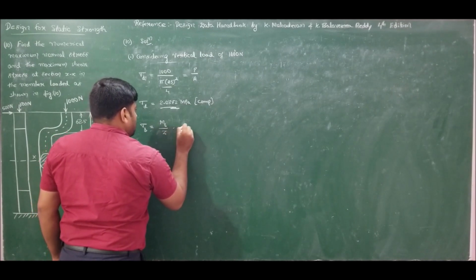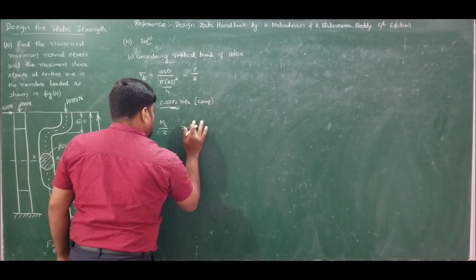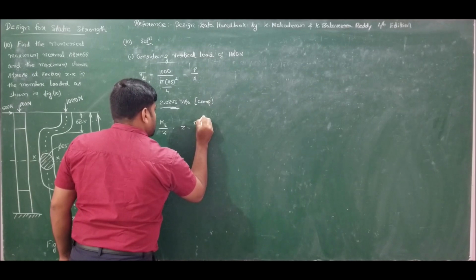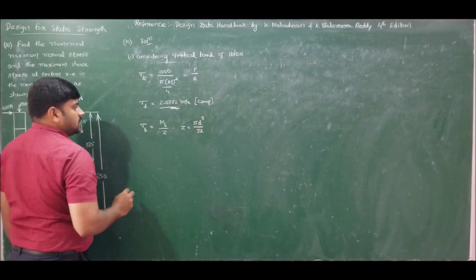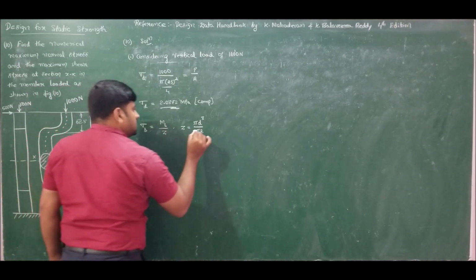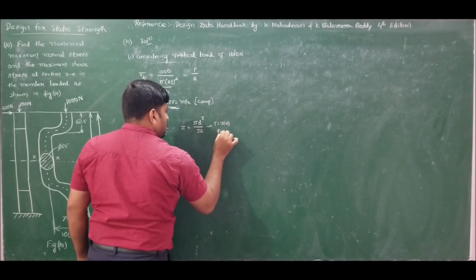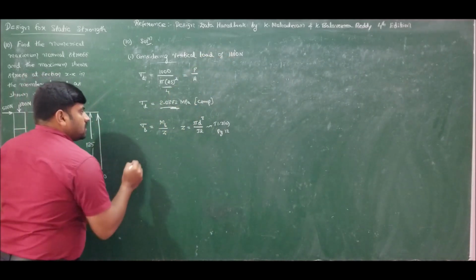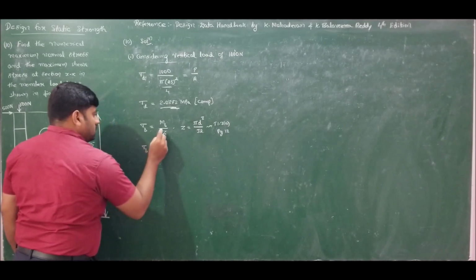where the value of Z is given by pi d cube by 32. So if you have forgotten, you can refer to Table 1.3a, page number 12 of our data handbook. So bending stress will be equal to Mb.